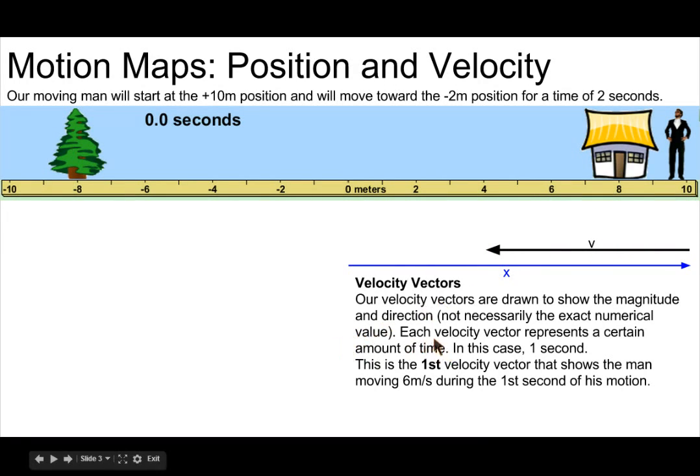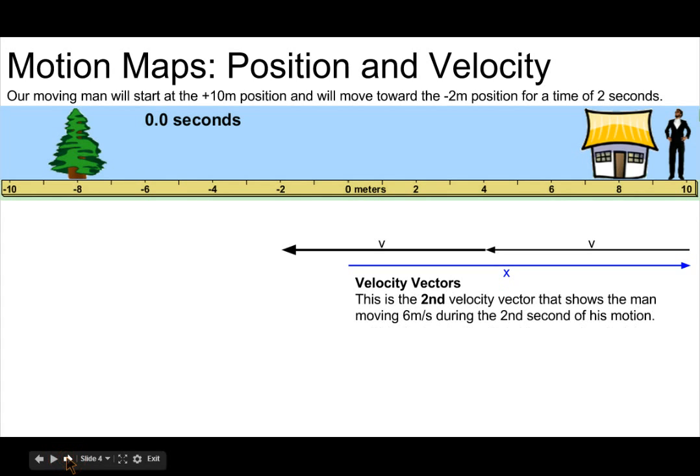So each velocity vector represents a certain amount of time. In this case, 1 second. This is the second velocity vector that shows the man still moving 6 meters per second during the second second of his motion. So during this time, he went from the 4-meter mark to the negative 2-meter mark, all the while going 6 meters per second.